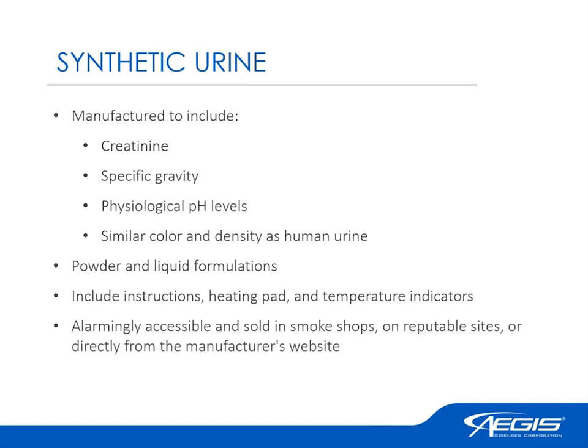They come in powder and liquid formulations and include instructions, heating pads, and temperature indicators. They are alarmingly accessible, sold in smoke shops and on reputable sites, things such as Amazon and eBay. You can also buy them directly from the manufacturer's website.